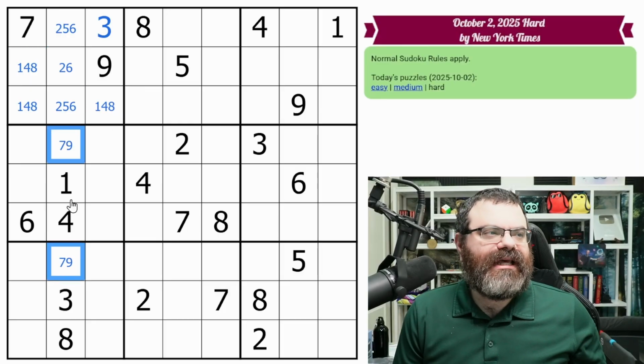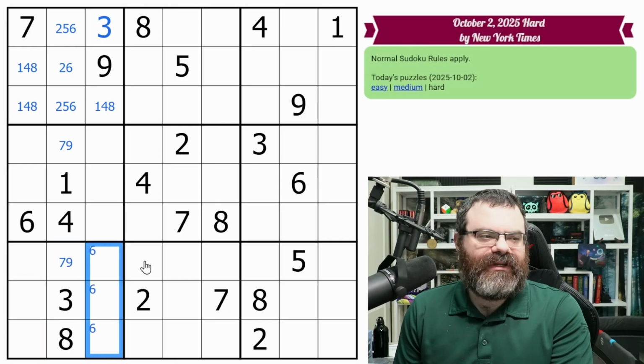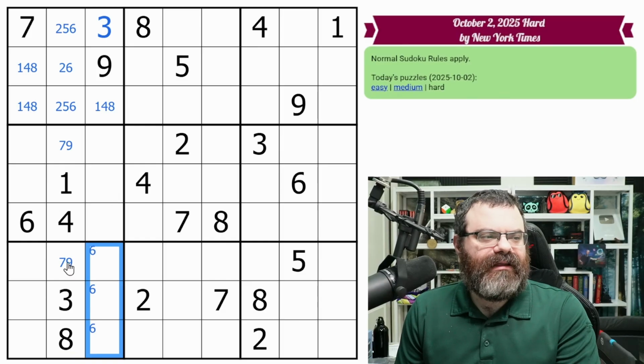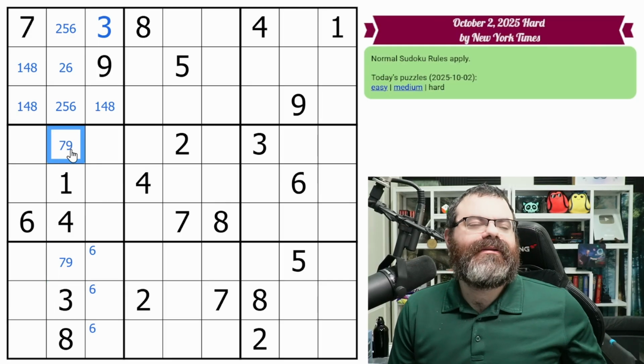All right, now this 7, 9, we removed 2, 5, and 6 from these. Is there anything interesting about that? This 6 looks down. These can't be 6. So the 6 is in one of these three. I'm not sure what else to do with removing 2, 5, 6 from these. All right, I guess we'll just move on.